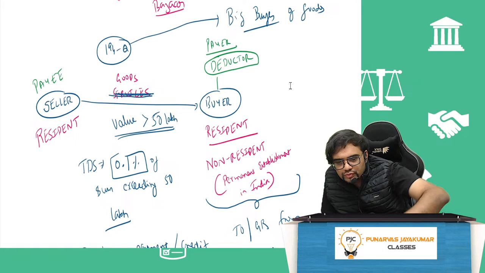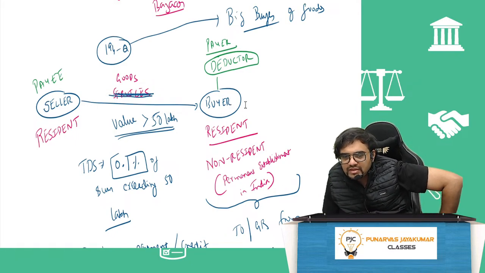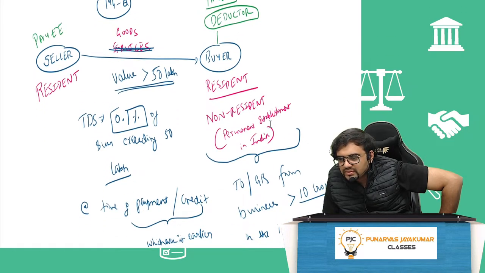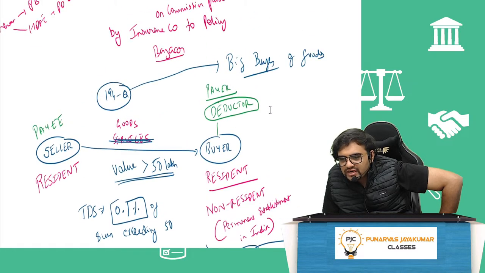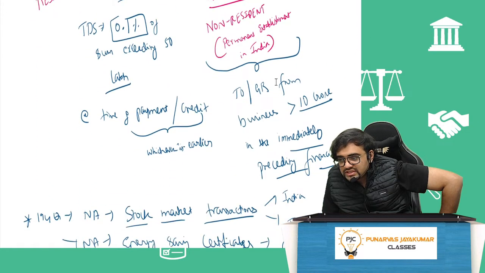Next is 194Q. 194Q is for the big buyer of the goods. So, the payee is a seller, a resident. He is selling goods, not services, to a value of more than 50 lakh to a buyer. Who's a buyer? Who's a deductor? He can be a resident or non-resident who has a permanent establishment in India. And I told you 194Q is for a big buyer of goods. So turnover or gross receipts from business should be more than 10 crore in the immediately preceding financial year. Big buyer.